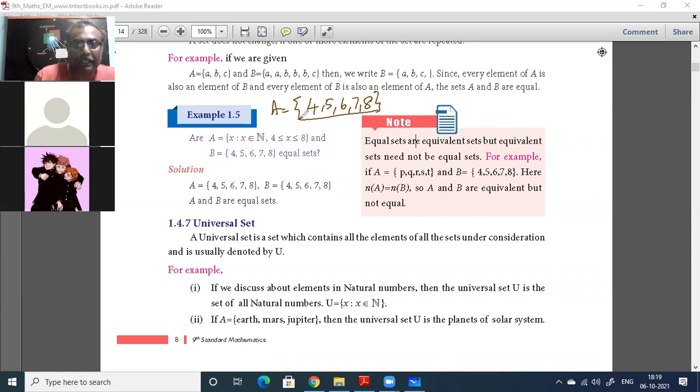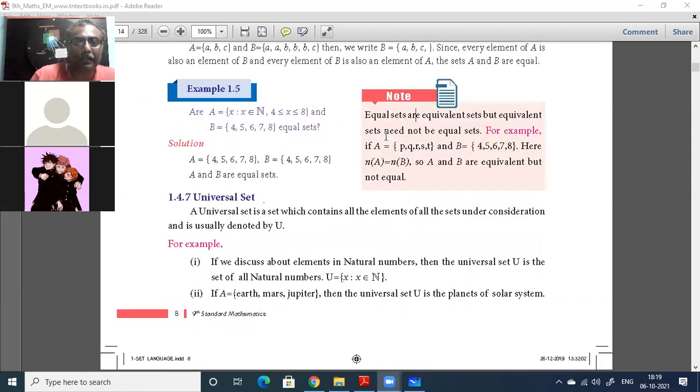So this is set A: x such that x is a natural number, x is less than or equal to 8 and greater than or equal to 4. So 4, 5, 6, 7, 8. Here also 4, 5, 6, 7, 8. So are they equal sets? Yes, uncle. They are equal sets. Okay, so equivalent sets, equal sets.